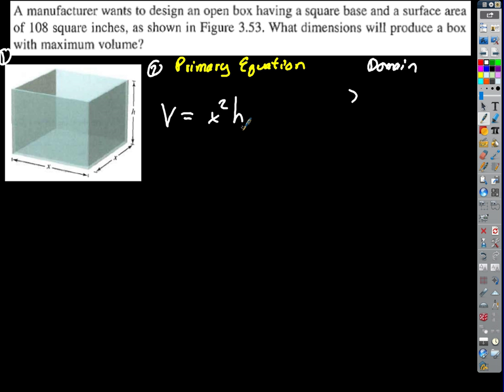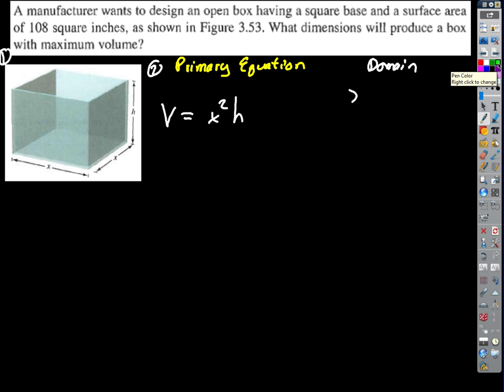Most textbooks would call it a secondary equation. Something stuck with me from college that I really liked is to think of it as an equation of constraint. Because in physics, that's how we talk about it. Yeah. So, wait. What do you think it is? So 108 equals x squared plus 4xh. There you go. Good, good.